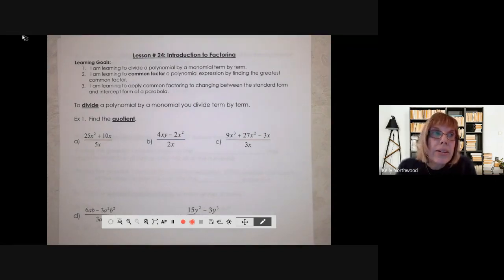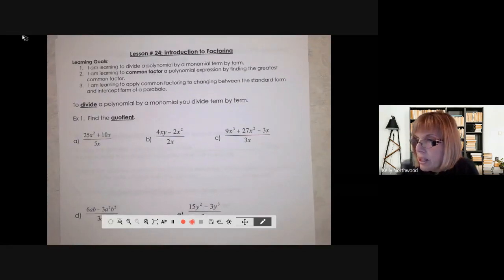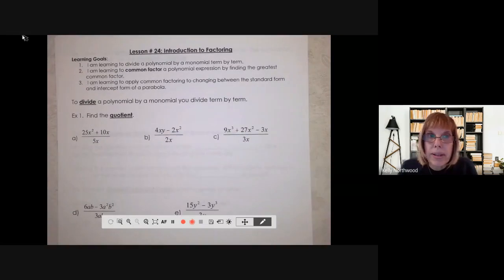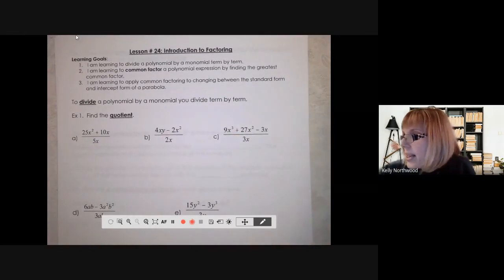You really need to get all the types of factoring learned and recognized. And I'm going to help you with that along the way. But please make sure you do everything so that you have this down. It'll make grade 11 a lot more smooth for you.